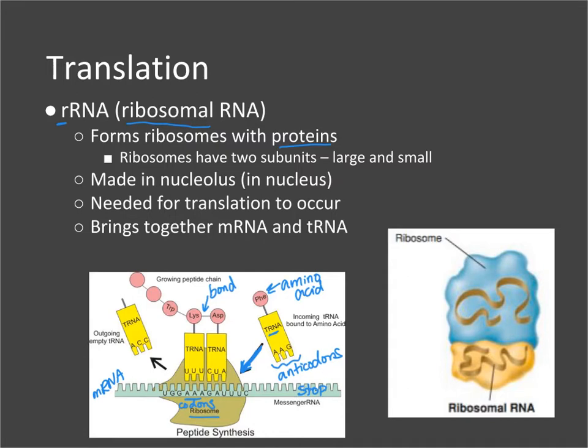Now, the RNA and the proteins are made in the nucleolus. Now, remember, the nucleolus is just this region in the nucleus that codes for these ribosomal subunits. And as we've already established, we need the ribosome in order for translation to occur. And it helps to facilitate or play matchmaker between mRNA and tRNA. It helps to bring the whole process together so that the anticodons can match up with the codons.